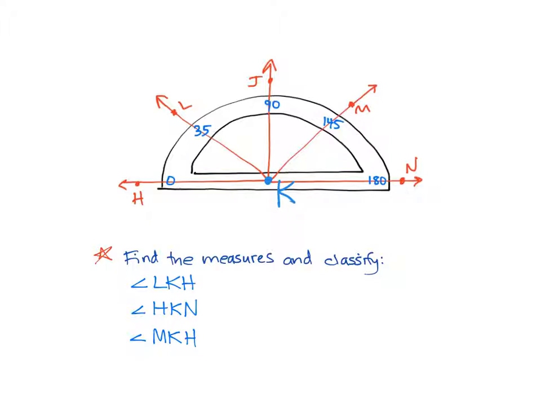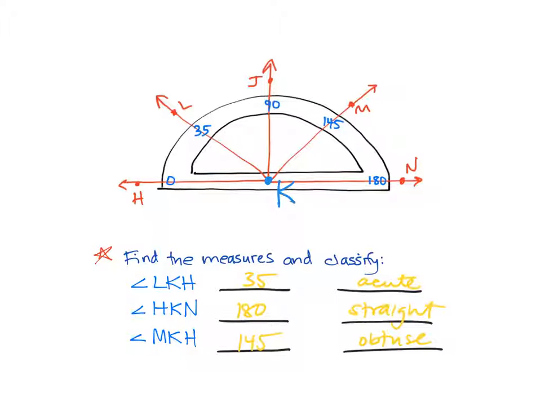So pause the video. Try these on your own. Find the measures and classify, so find the measure and then classify for each one. Then come back and check your answers. Okay, so the first one was 35 and acute, the second was 180 and straight, and the third one was 145 and obtuse.